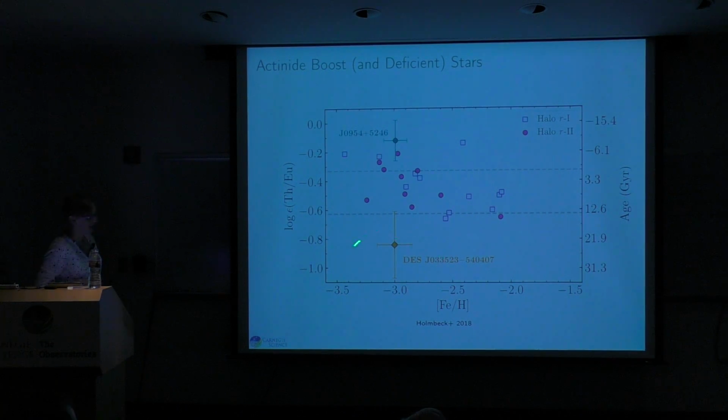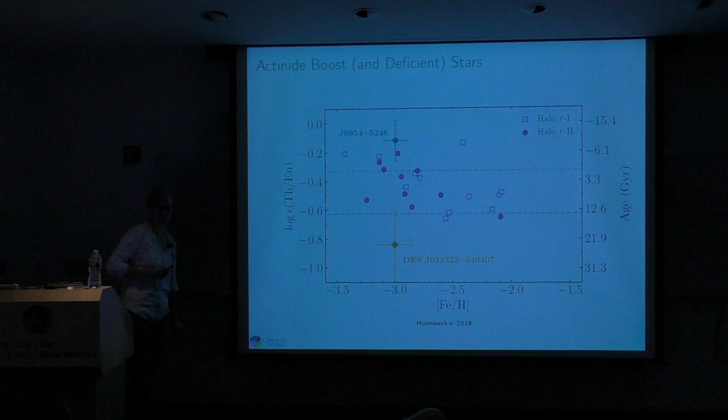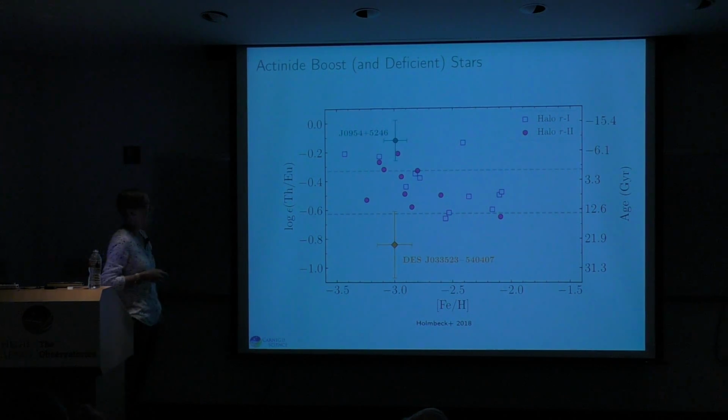If you do it for the deficient star, this is a star that Alex discovered in Reticulum 2, you get ages that are slightly older than the universe. Also, not so good. Yeah, just slightly. So then there's this middle range where this technique actually works.